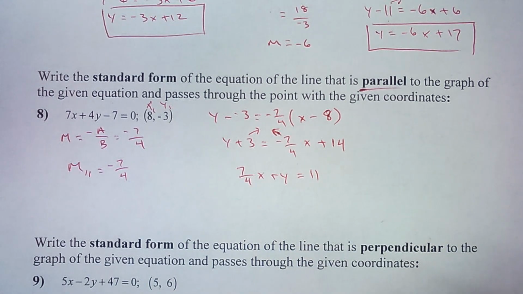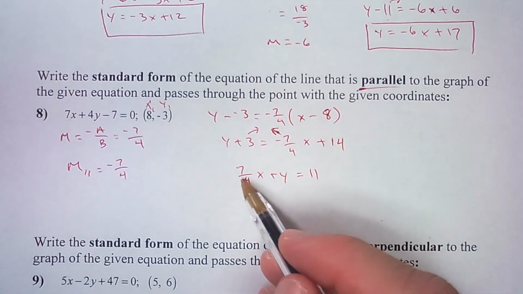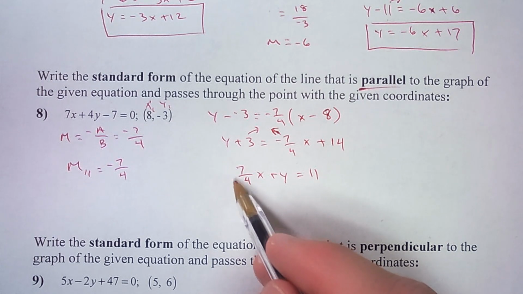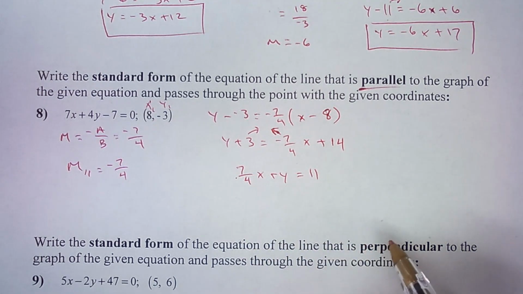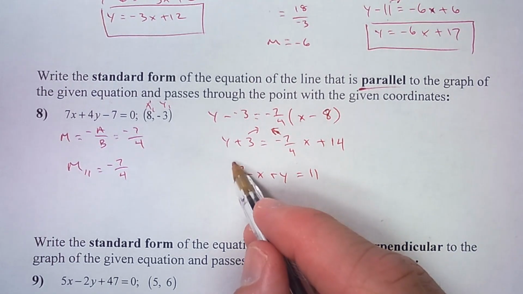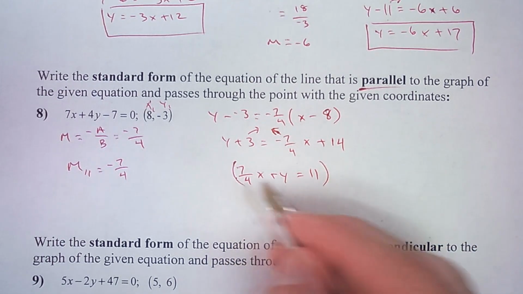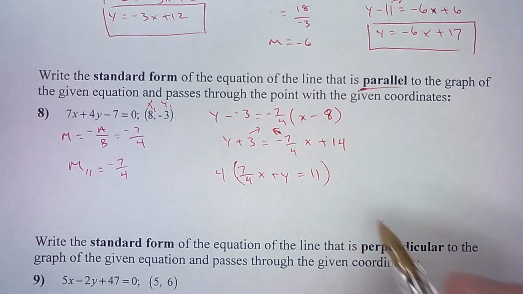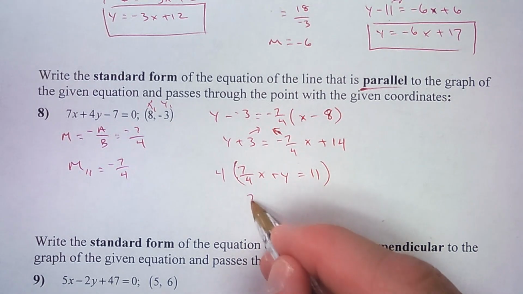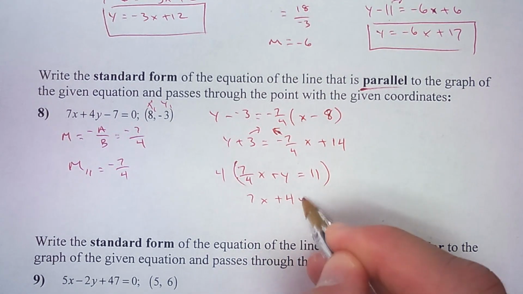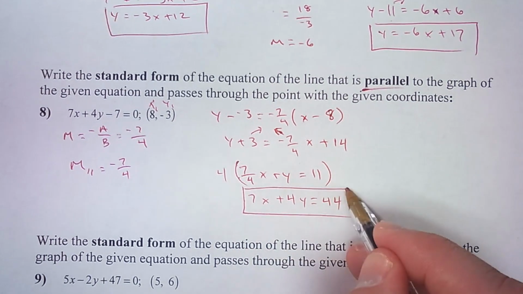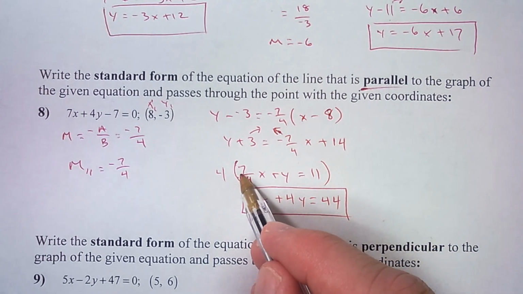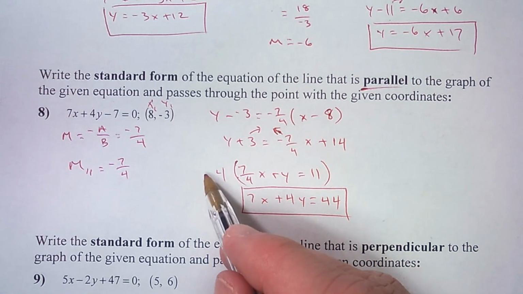Okay, now we need to make sure A is positive, which it is, so we don't have to worry about that. We also need to make sure there's no fractions, but I have a fraction here, so I will multiply this entire thing by 4, and I'll get 7x plus 4y equals 44. If A was negative, I would have just multiplied by a negative 4.